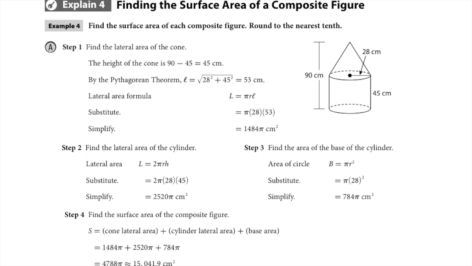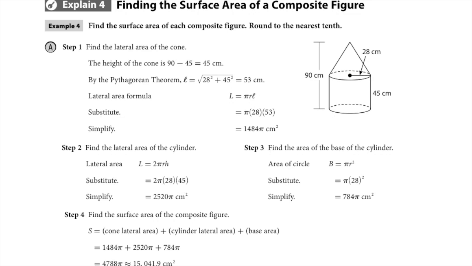Okay, so composite figure, remember, the really biggest thing I can tell you guys to help with this is to keep track of all the different pieces you want to put together here. First, we're going to start by taking the lateral area of the cone, which is the 90, which is the total height, minus the 45, which is the height of the cylinder.